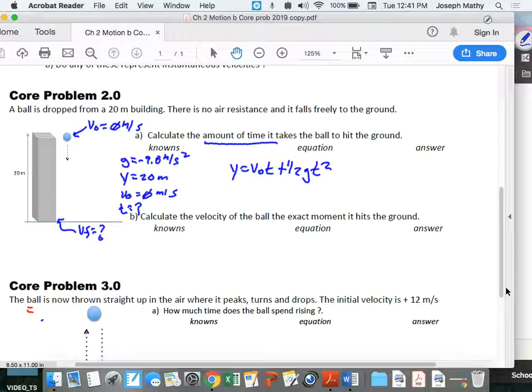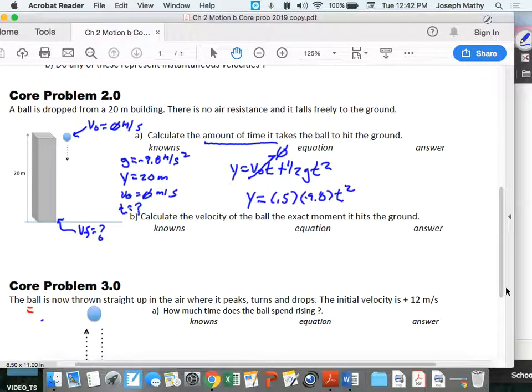Hey, you said there's no initial velocity. Okay, so that equals 0. So y equals 0.5 times negative 9.8, and then we'll do t squared. Well, there we go. We just put that in the calculator and we can solve it out.